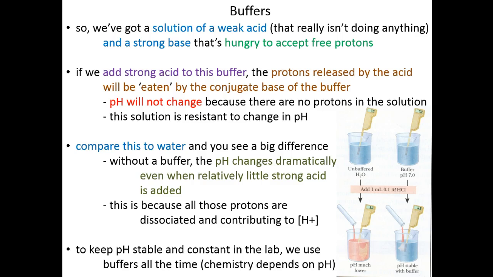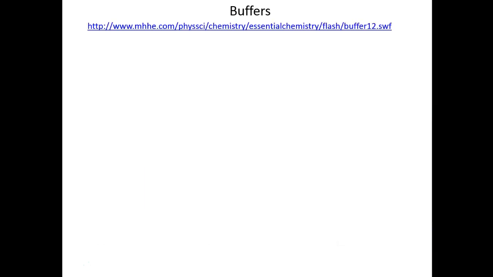These buffers also work for bases, so if you add a strong base to your buffered solution, that strong base is going to rip a proton off of your weak acid, your buffering acid, and neutralize itself that way. As long as we have a solution that contains weak acid to neutralize strong base, and strong conjugate base to neutralize any added free protons, we will have a buffered solution. The pH will be kept stable and constant, and that's what we want. That's why we made the buffer in the first place.